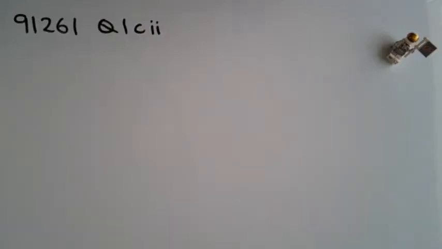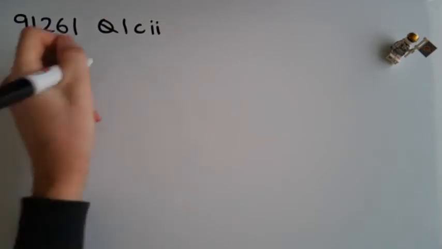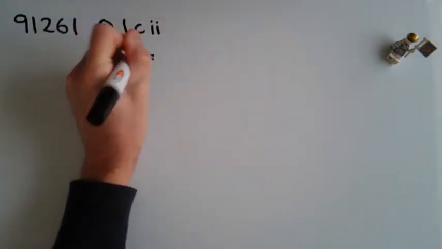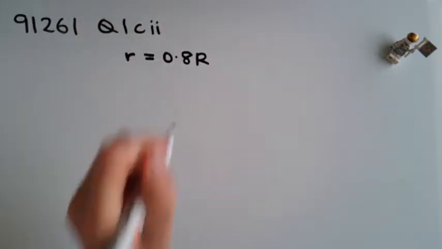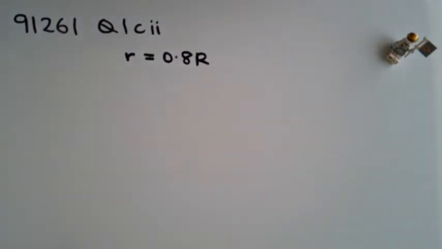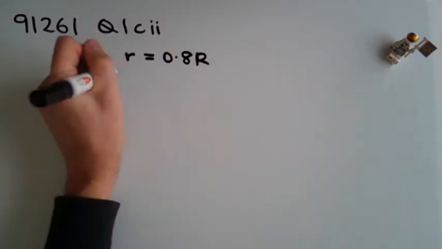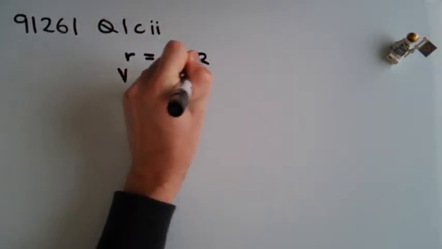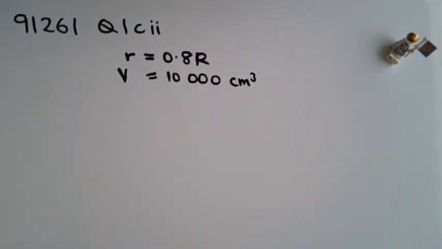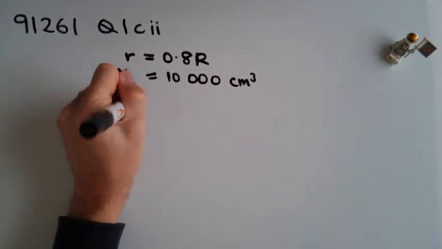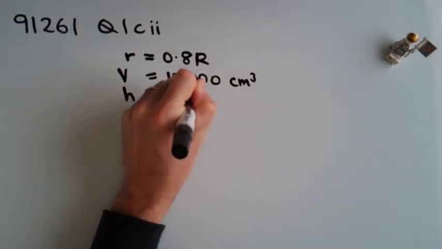Now the second part of this question gives us information about a specific bucket. It tells us a ratio between the small radius and the large radius: that the small radius is 0.8 times the large radius, and that large radius is what we need to calculate. It also tells us the total volume is 10,000 cubic centimetres, that's a 10 litre bucket, and that the height of the bucket is 11 centimetres.